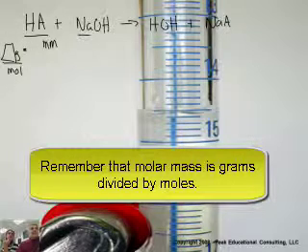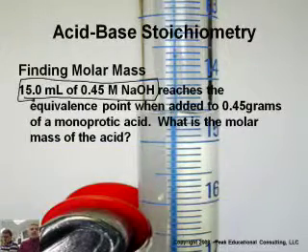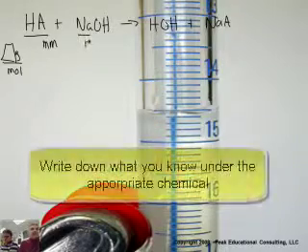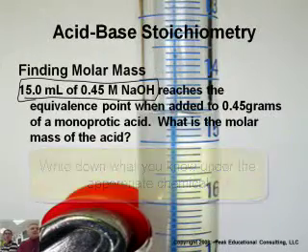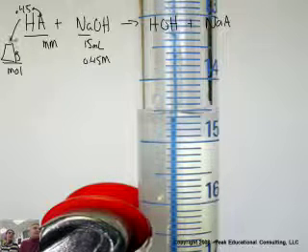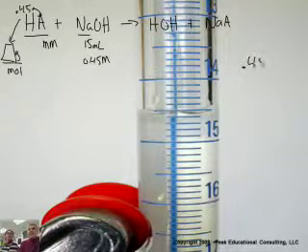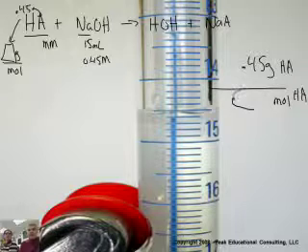Hey, wait. It gives us the grams. Let's go back and write down what we know. I have 15 milliliters of 0.45 molar NaOH. So I'm going to write that down. 15 milliliters of 0.45 molar NaOH. And I knew a mass. What was my mass? 0.45 grams. Hey, there's that mass. So what I'm going to do is take the 0.45 grams divided by the number of moles of HA. It has to be of HA, though. I don't know this number yet.